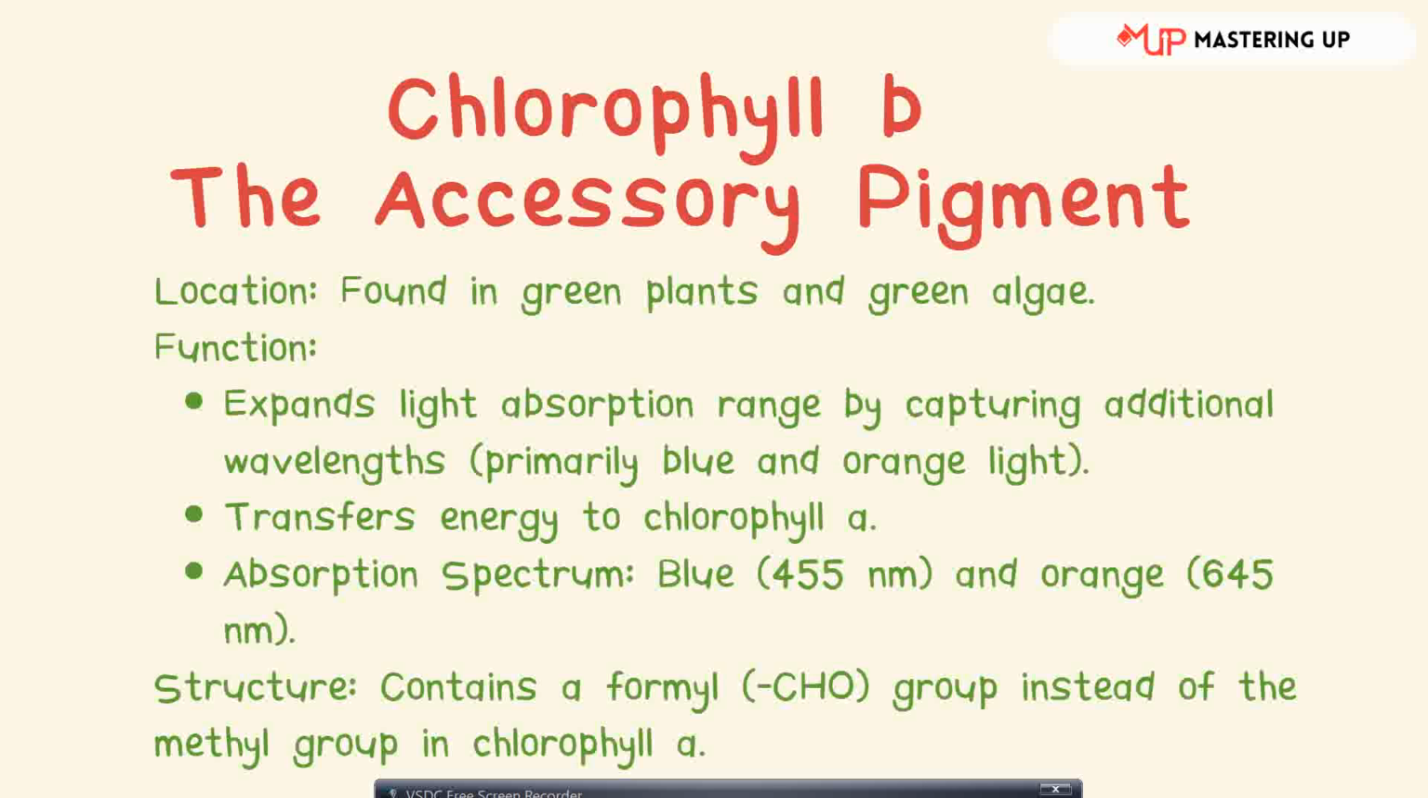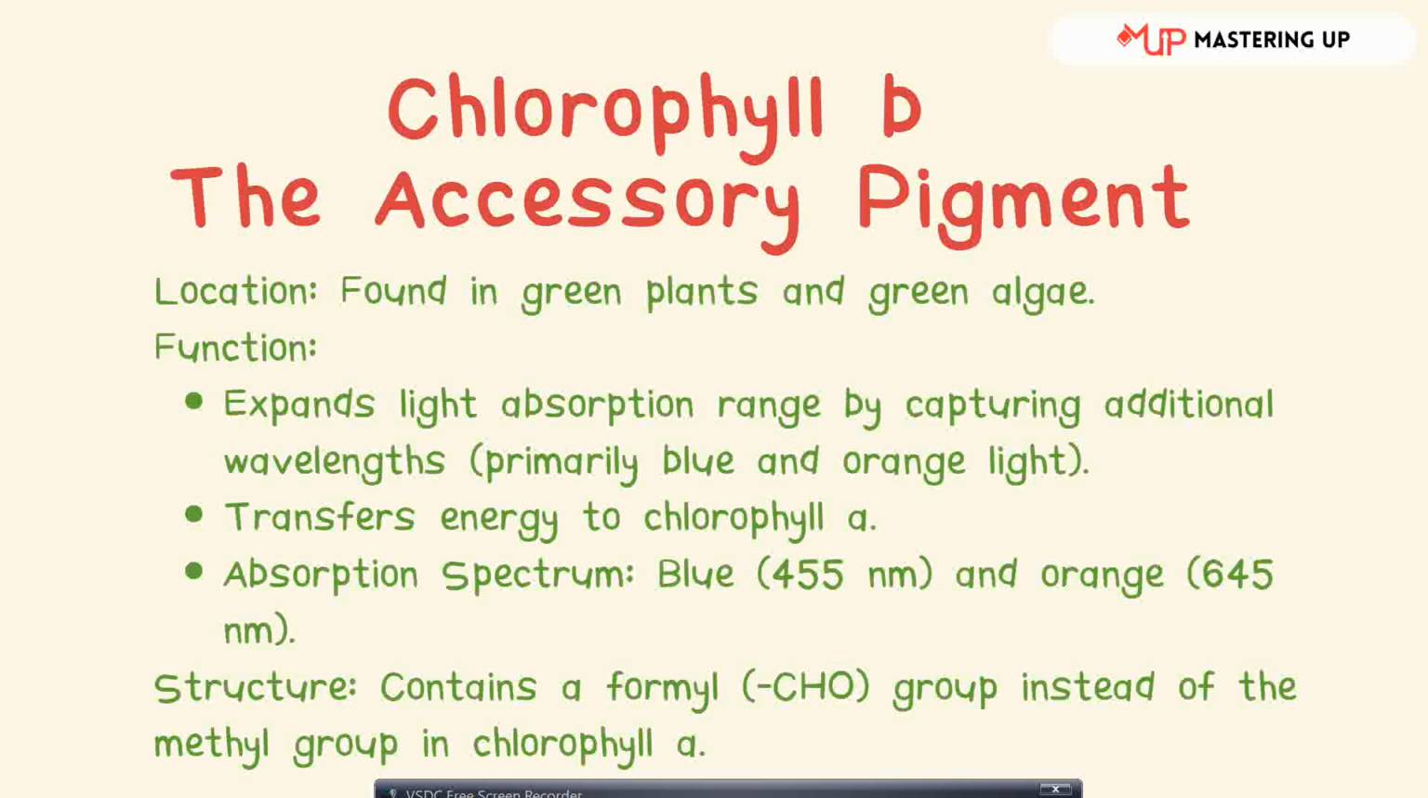Okay, transfer energy to chlorophyll A. So the function of chlorophyll B, first of all, is that it expands the light absorption range, and second, it transfers energy to chlorophyll A. And the absorption spectrum of B was already discussed. It is from blue to orange, 455 nanometer and 645 nanometer, that is the wavelength.